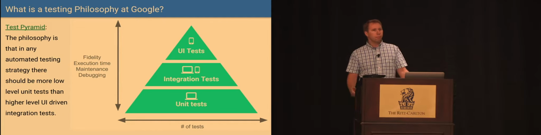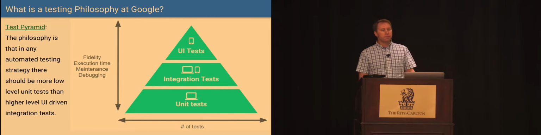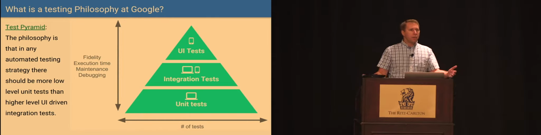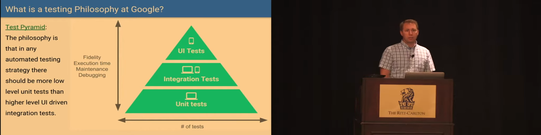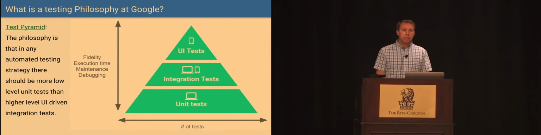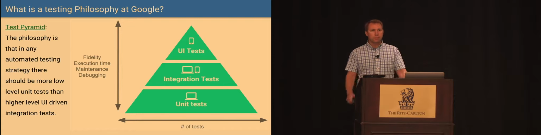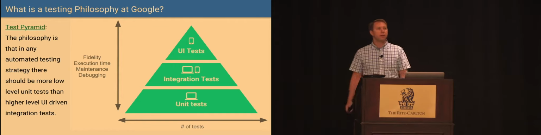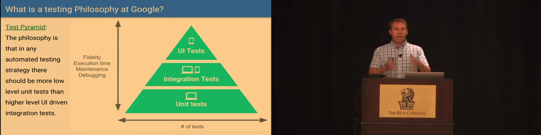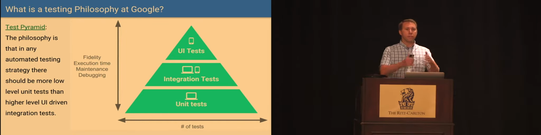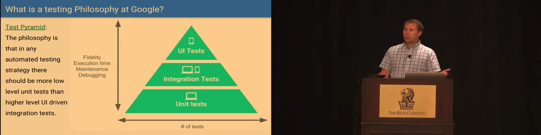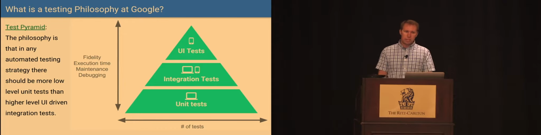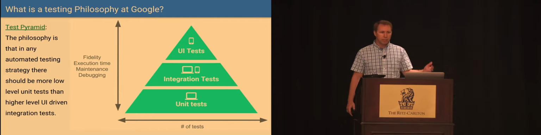Let me talk about what the testing philosophy is at Google. I'm assuming many of you have already seen this picture or some version of it. It's called the test pyramid, and the idea behind it is very simple. On the bottom layer, you want to have unit tests, and those unit tests should cover the majority of your functionality. Unit tests are usually very fast and small in size, so they're easy to maintain and debug.